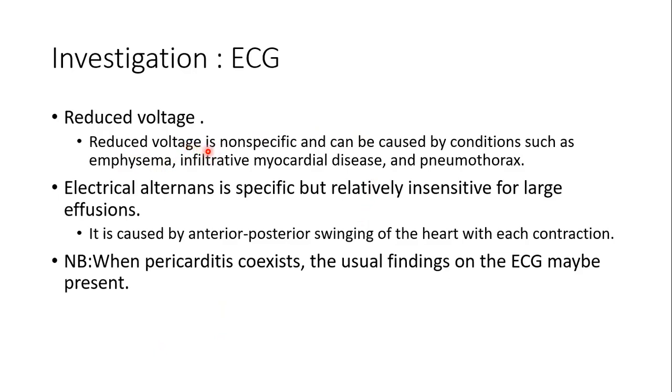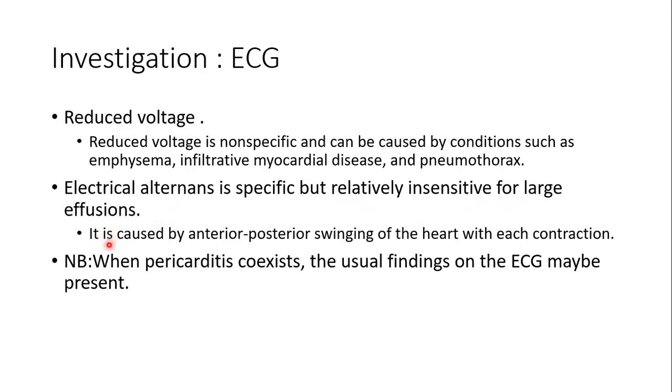Okay, so for investigation, on the ECG, there's reduced voltage complexes. This is non-specific and can be caused by other conditions like emphysema, infiltrative diseases, pneumothorax. On the ECG also, you could have electrical alternans, where you have alternating QRS complexes. And there are instances whereby you could also have, by extension, not just the QRS, the P-wave and T-wave having this kind of electrical alternans, which shows that the effusion is really massive. So electrical alternans is specific, but relatively insensitive for large effusions.